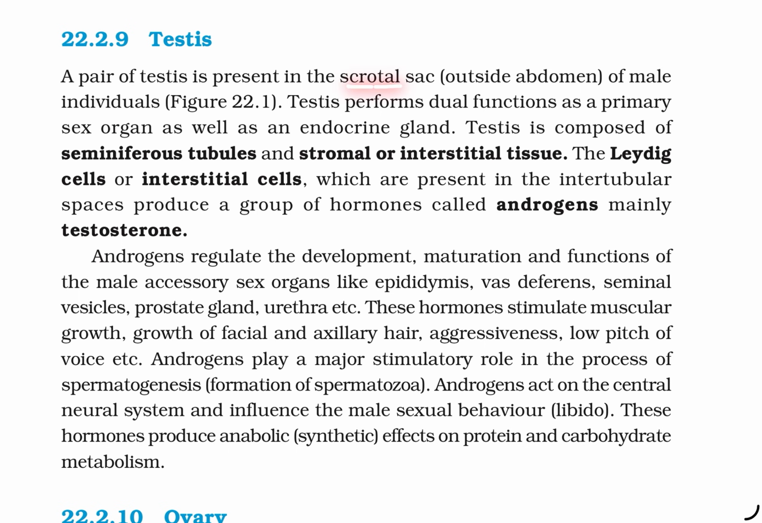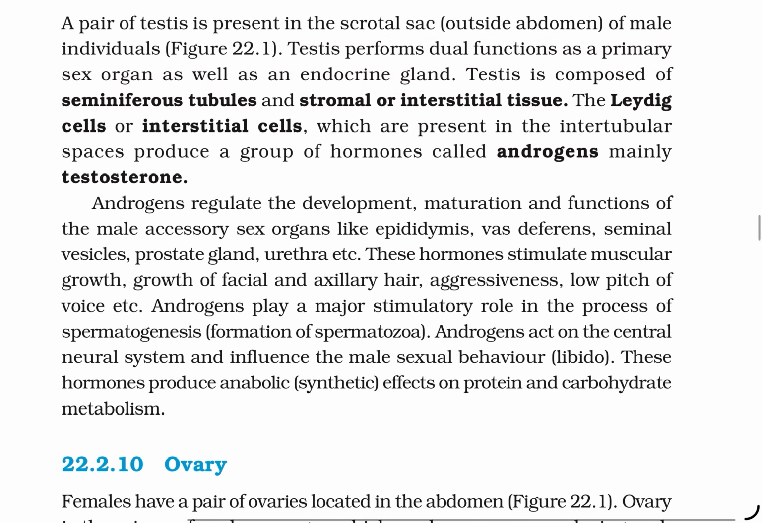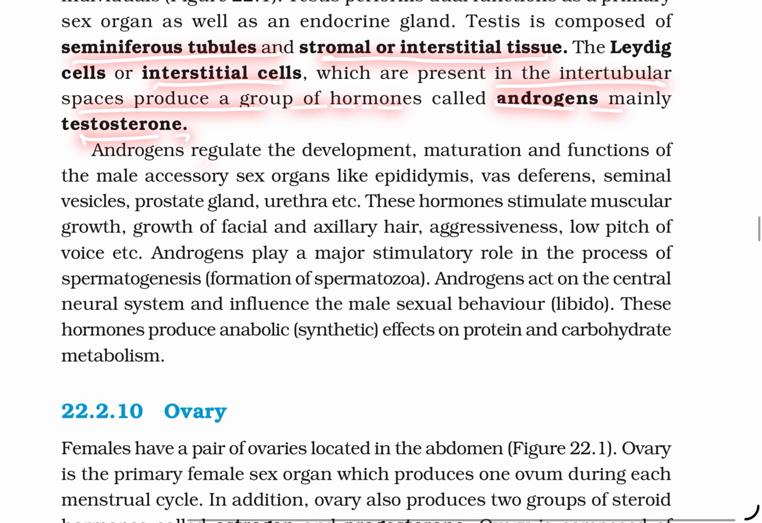A pair of testes is present in the scrotal sacs outside the abdomen of the male individual. The testis has a dual function, as a primary sex organ as well as an endocrine gland. The testis is composed of seminiferous tubules and stromal interstitial tissues. Leydig cells or interstitial cells, present in the intertubular space, produce a group of hormones called androgens, mainly testosterone.